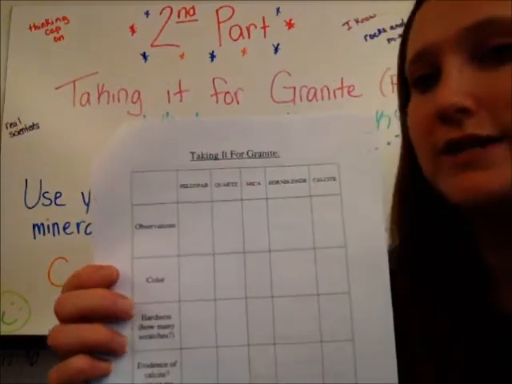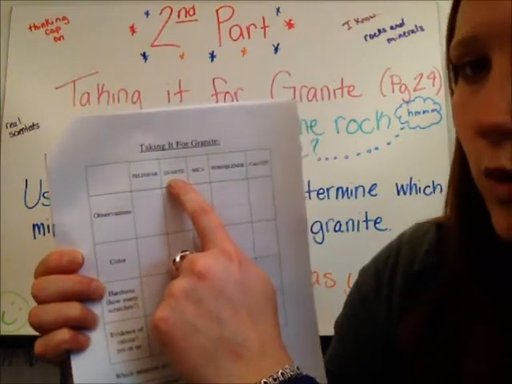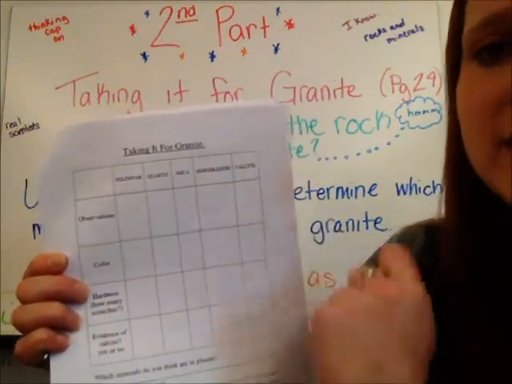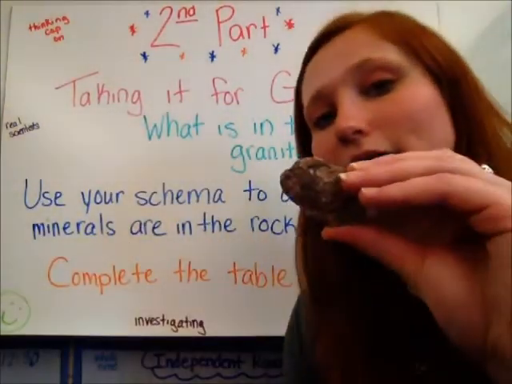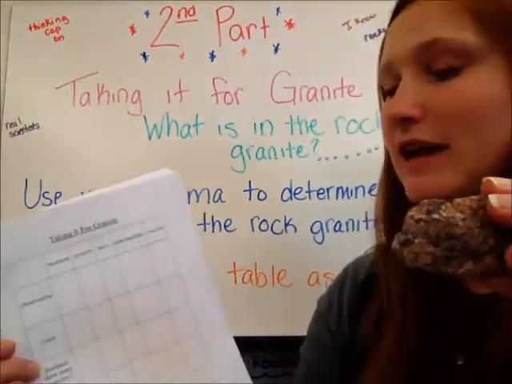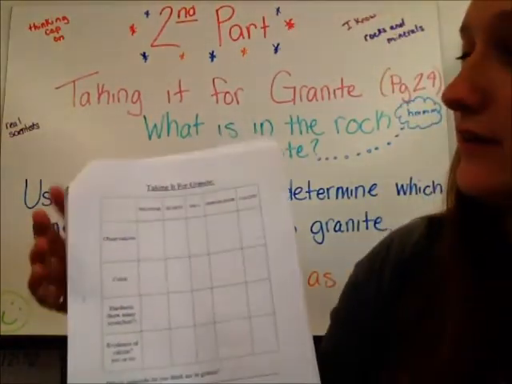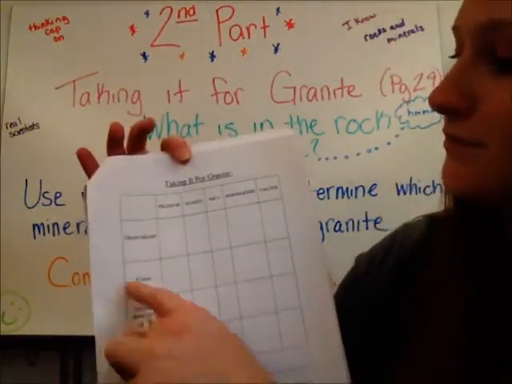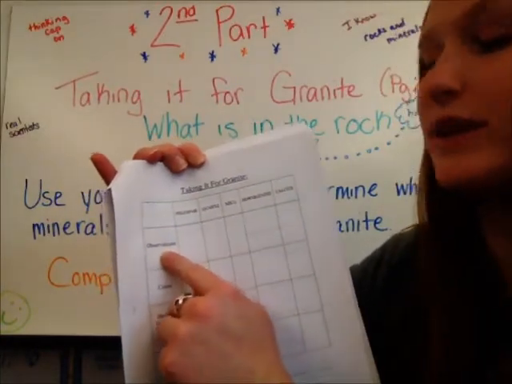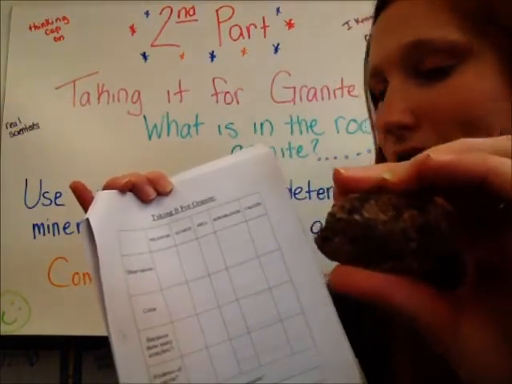So if you look at this table, it has feldspar at the top, quartz, mica, hornblende, and calcite. You will be getting a piece of granite, and you are going to try to decide if any or all of these minerals are inside of this rock granite. So you're going to do observations. You should know how to do this. You're observing the properties of each one and trying to determine if they're in here.